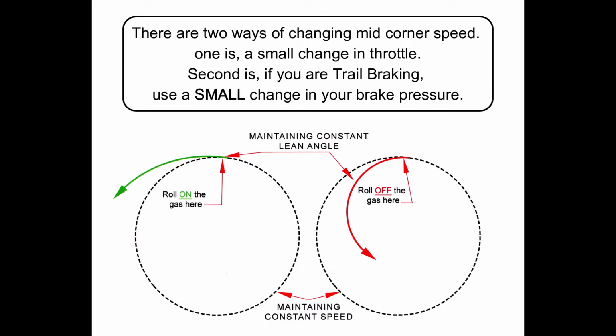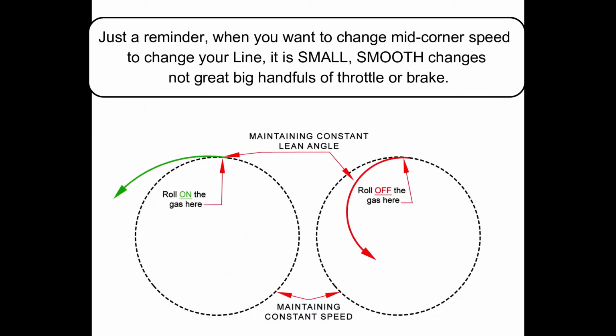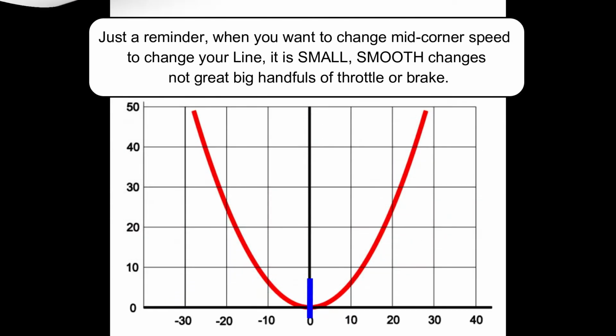There are 2 ways of changing mid-corner speed. One is a small change in throttle, either up throttle or down throttle slightly. The other is if you're actually using your brakes mid-turn, a small, slight change in the brake lever pressure can change your line by increasing or decreasing the pressure slightly. Just a reminder, when you want to change mid-corner speed to change your line, it is small, smooth changes, not great big handfuls of throttle or brake. Smooth is the key.